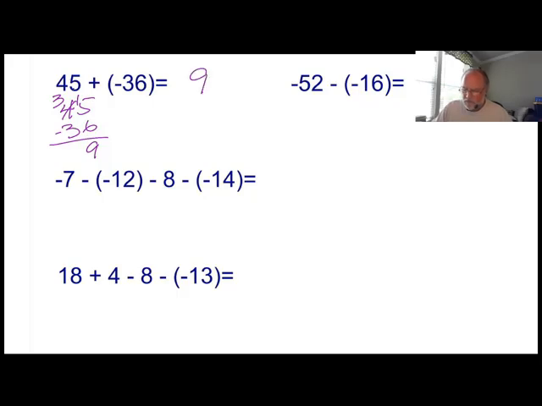Now which one of these numbers has the greater absolute value? The 45, so that's why it's a positive 9.